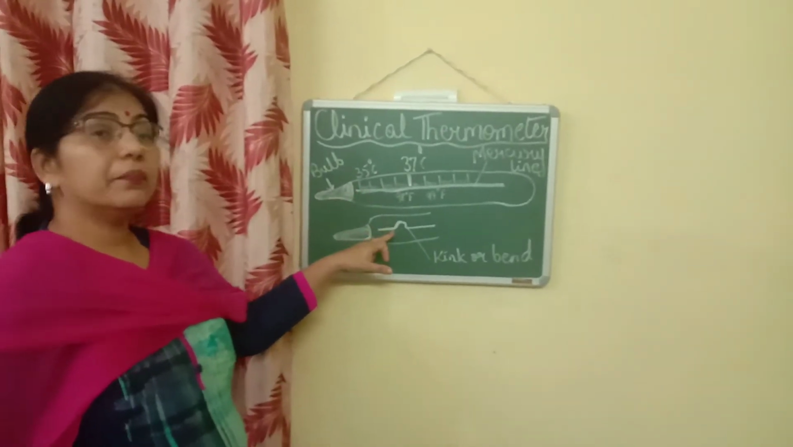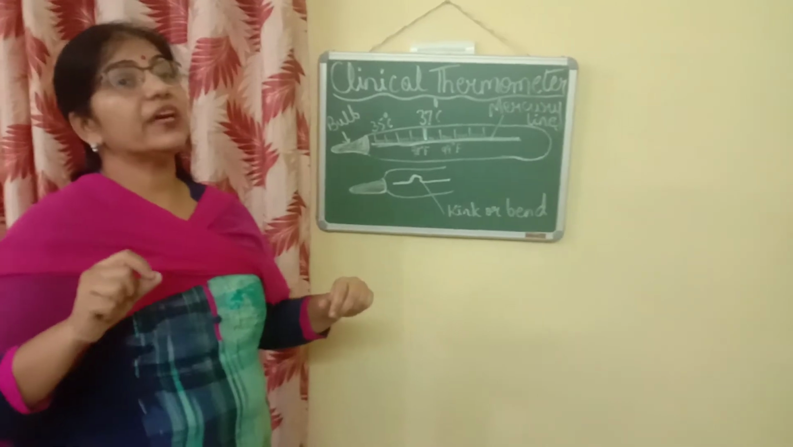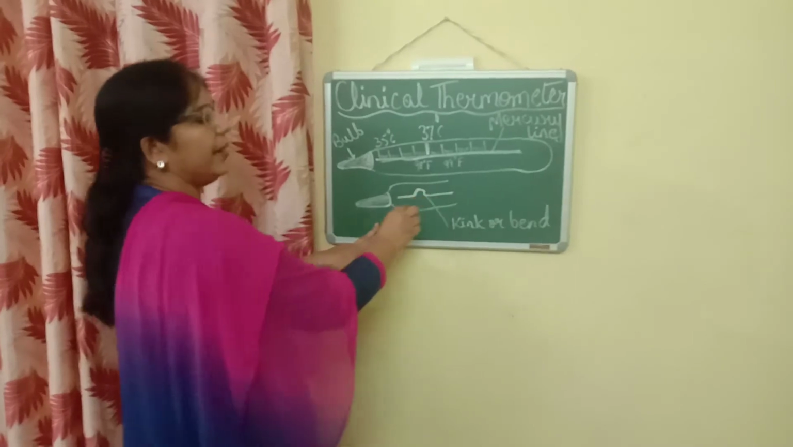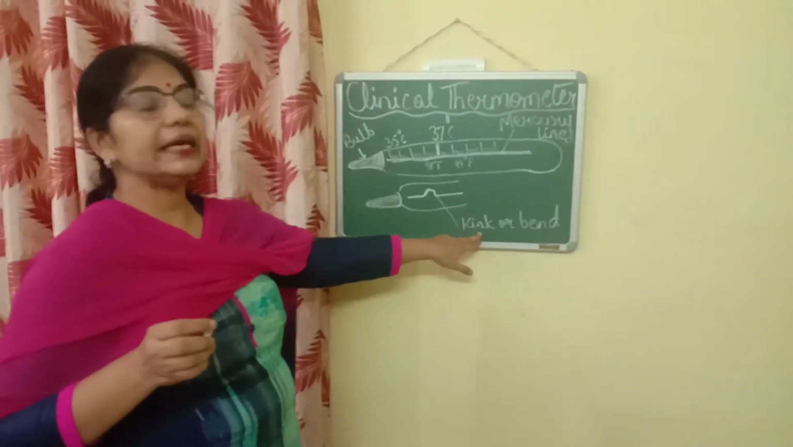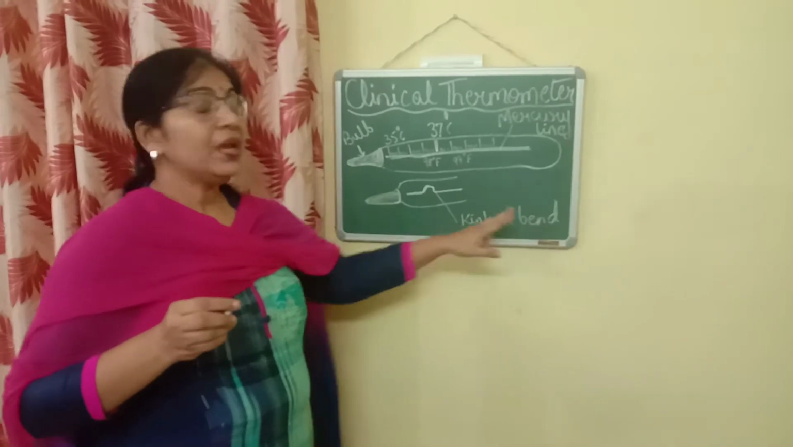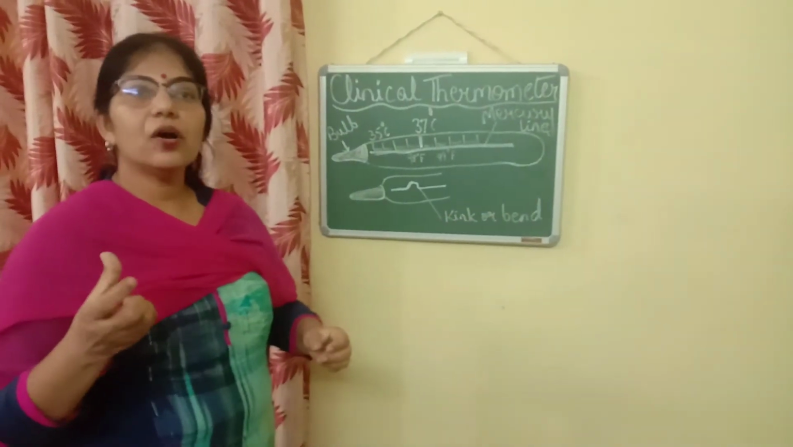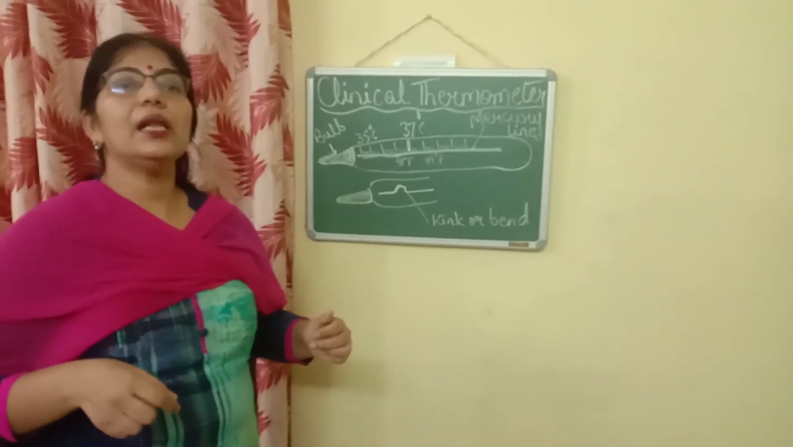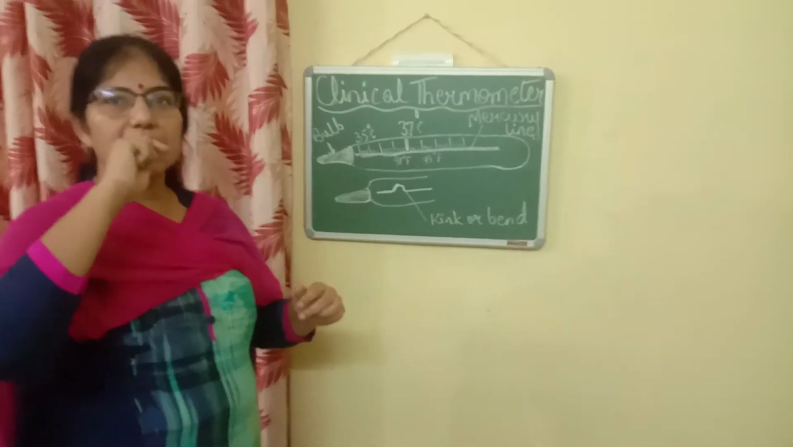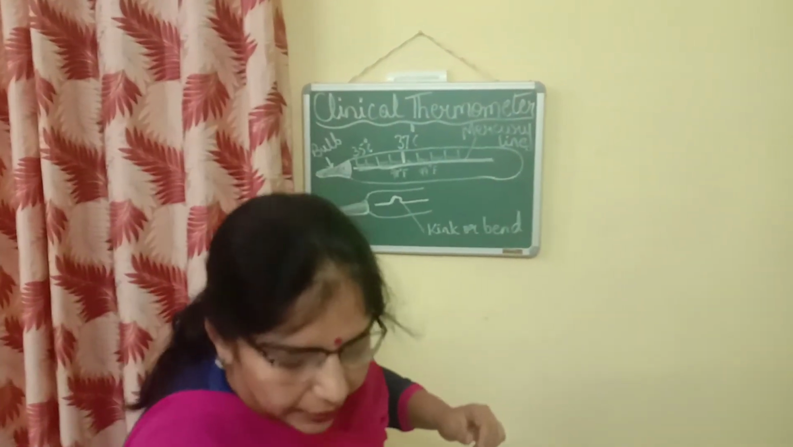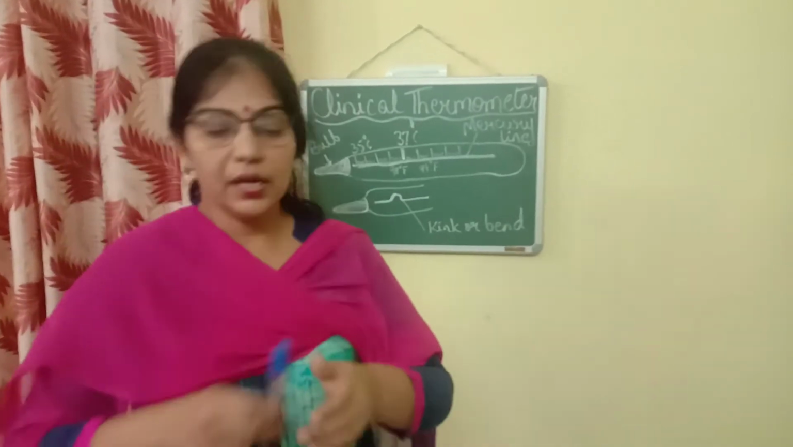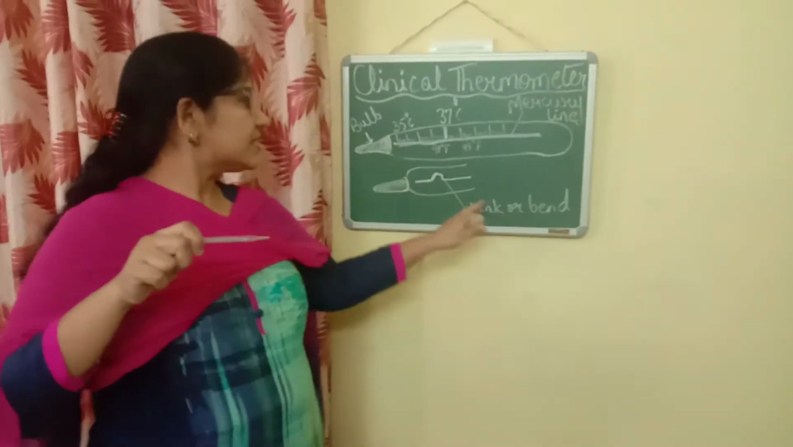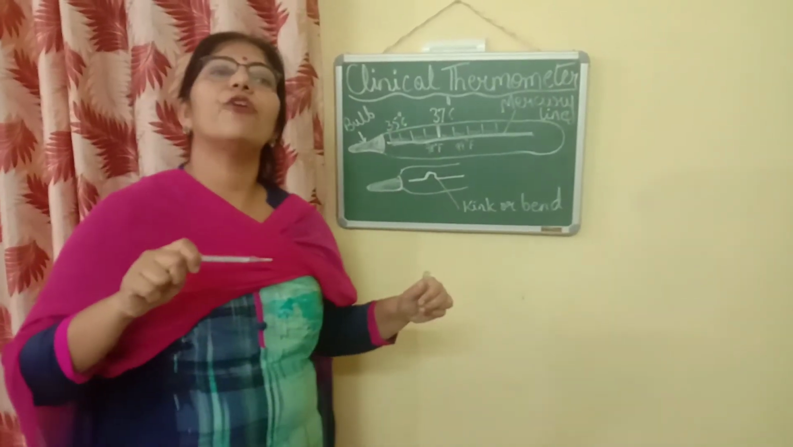Now, while taking a measurement, you have to be very particular. In a clinical thermometer, children, you have this kink or bend. In some books it is written as kink, and in some it is given as bend. What is the purpose of the kink or bend, children? It prevents the mercury from falling back to its original position. When we keep a clinical thermometer under our tongue and take it out to read the temperature, if this kink or bend is not present, then the mercury will fall back.